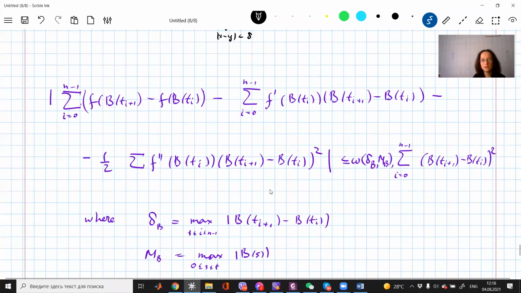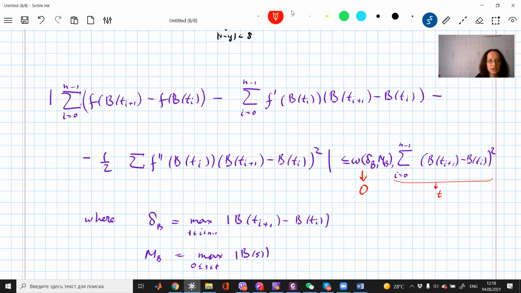So here, what did we prove? We proved that this omega converges to zero. This sum, you can recognize here the quadratic variation of Brownian motion, and we proved that it tends to t, but the most important thing is that it is bounded. So we have an estimation that this converges to zero.